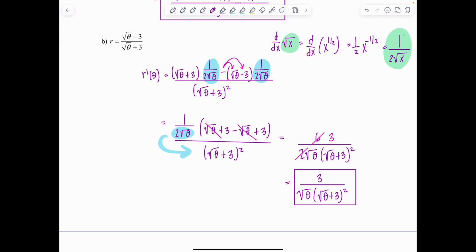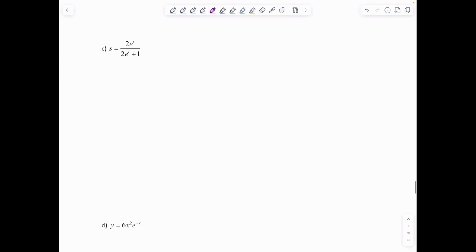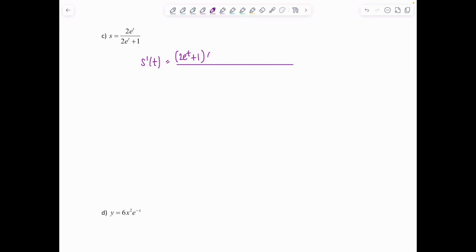Okay, good. Few more. Let's make sure you know derivatives of exponential functions, one of my favorites. So again, time for the quotient rule. So S prime of t is going to be, why don't you pause the video, do this one on your own. Okay, so we have low, d high, derivative of the numerator is just 2e to the t minus high, d low would still be 2e to the t over 2e to the t plus 1 squared.